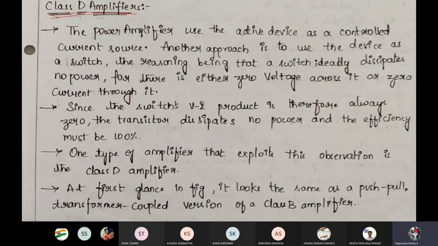The normalized power of class D amplifiers is 0.32. So class D amplifiers provide 100% efficiency. The main drawback is that they cannot provide linear modulation. This is about the class AB and class D amplifiers.